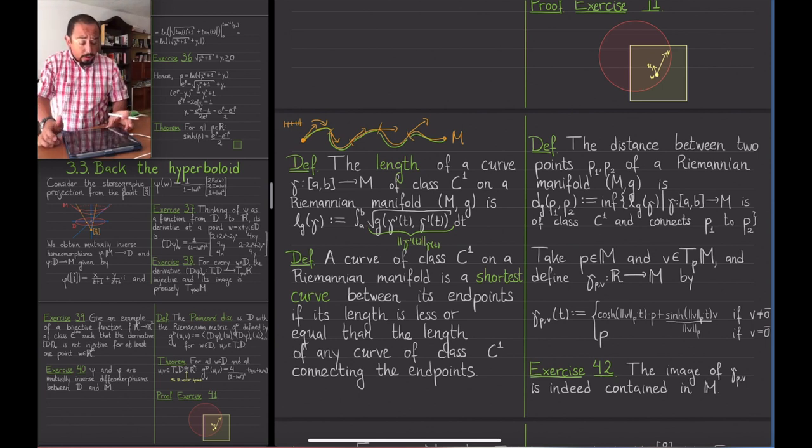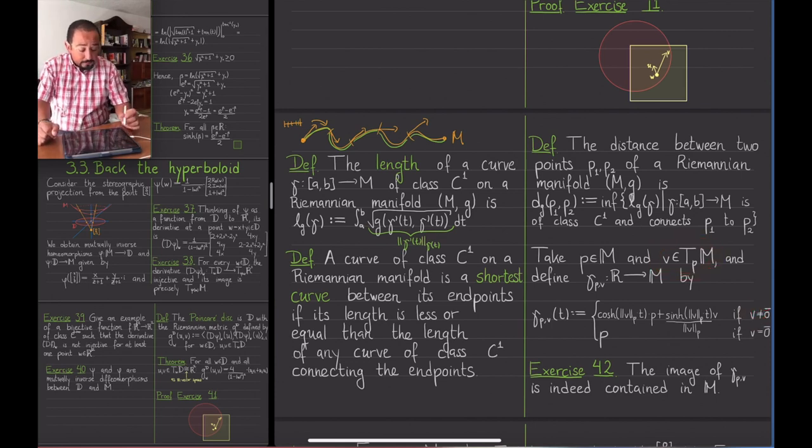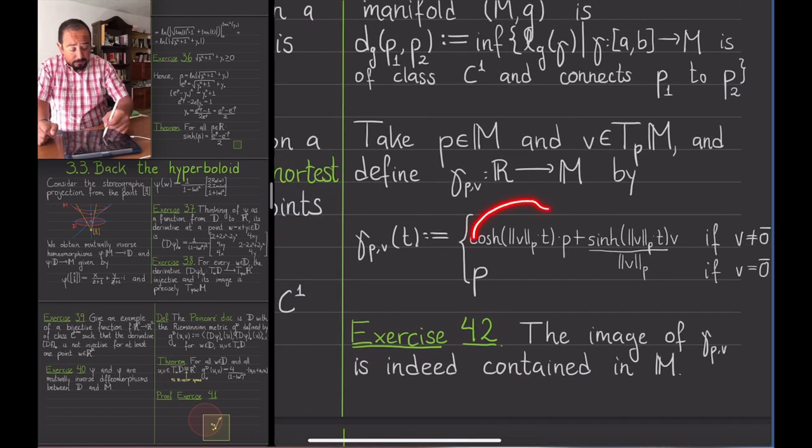So I'm going to do that in particular today, but I'm going to do something that's slightly more general. Given a point P in M and a tangent vector V at that point, let's define an infinite curve by this formula, defined on the whole of R. So if V is not the zero vector, so in most cases, it's going to be given by this formula.